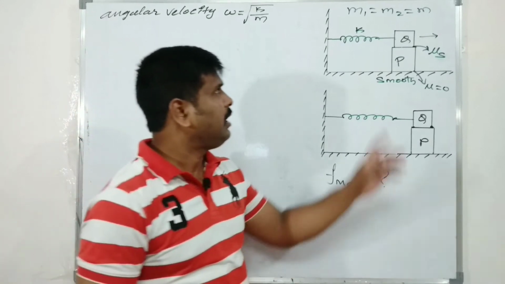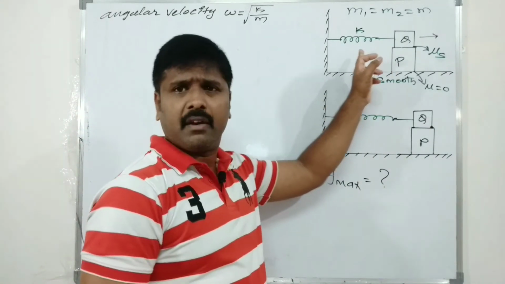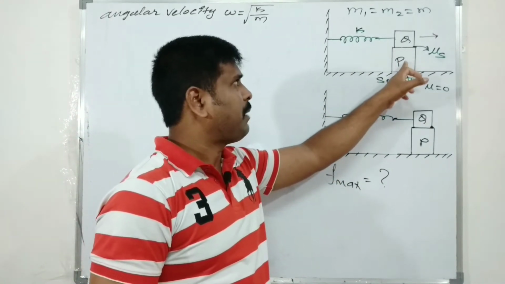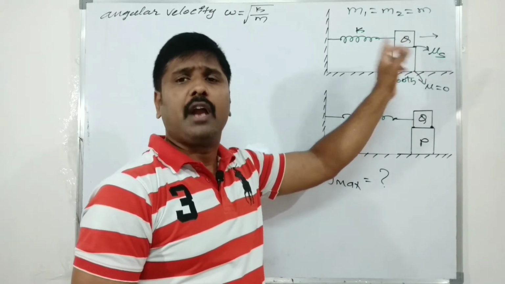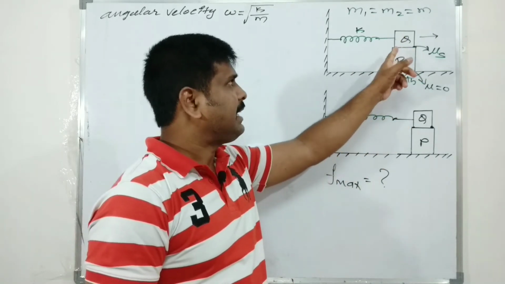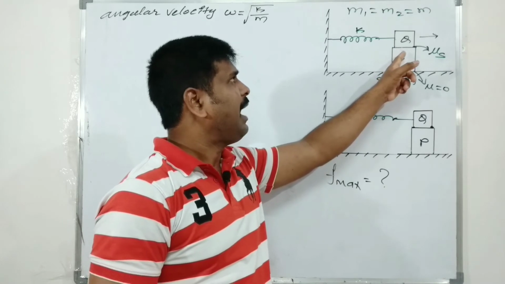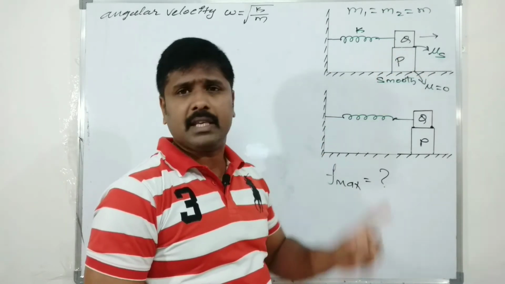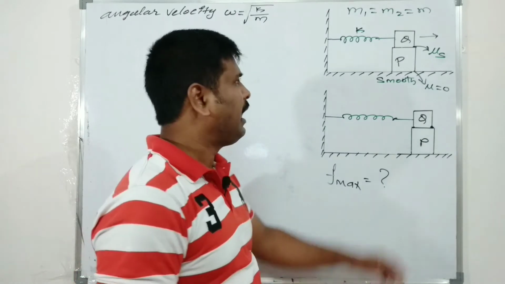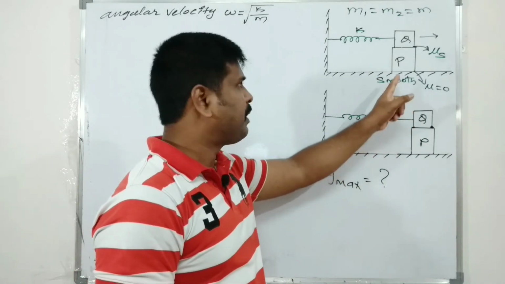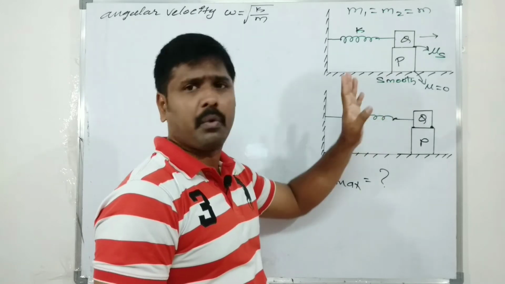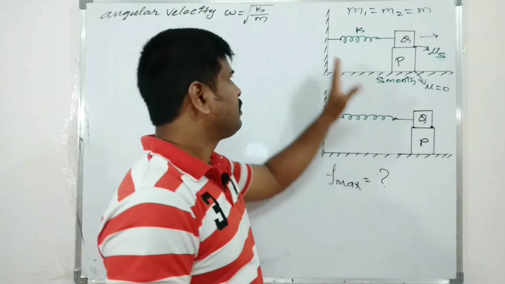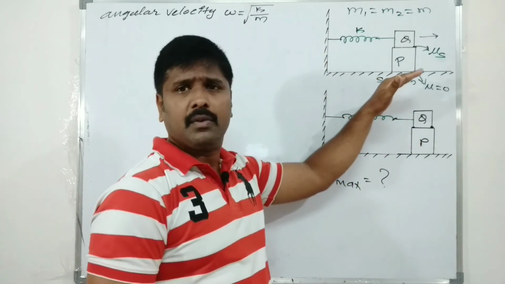According to the question, K is the spring constant. This is the P block and this is the Q block, and the Q block is in contact with P. There is a frictional force between them, where mu s is the coefficient of static friction, but there is no frictional force between P and the floor, that is, a smooth floor. So this is the wall, this is the floor.